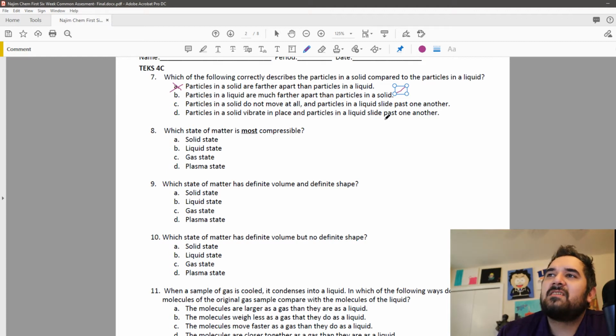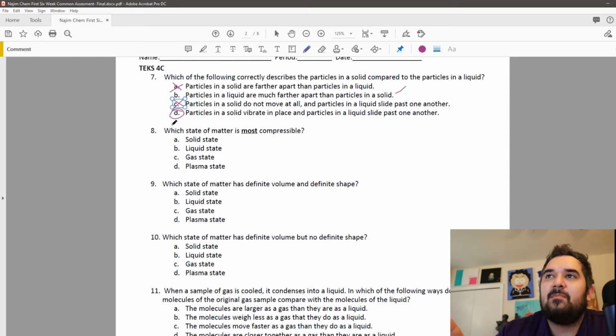So particles in a solid do not move at all. So we know that that's not true. So we can go ahead and X that out. So particles in a solid, they vibrate in place, which is a type of movement. Particles in a solid vibrate in place, and particles in a liquid slide past one another. So there's nothing false about this statement. So we're just going to go with D.